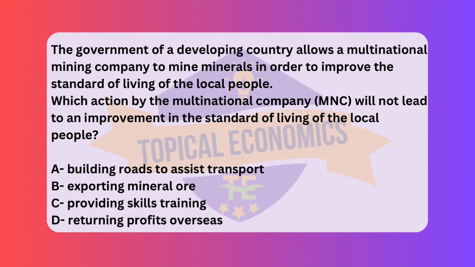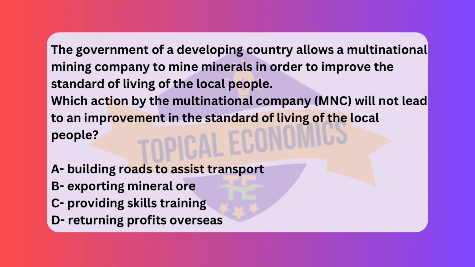Option A, building roads to assist transport, is incorrect. Building roads for transportation can significantly improve the standard of living of the local population. Improved infrastructure allows for easier access to markets, healthcare, education, and other essential services. It can also facilitate the movement of goods, creating job opportunities and boosting the local economy. Road development is typically a direct way in which an MNC can contribute to improving living standards.